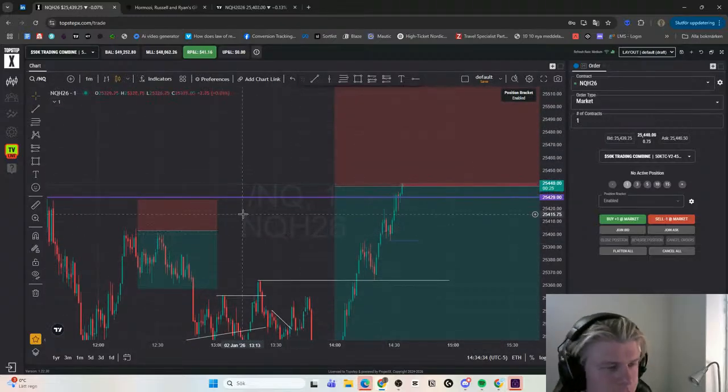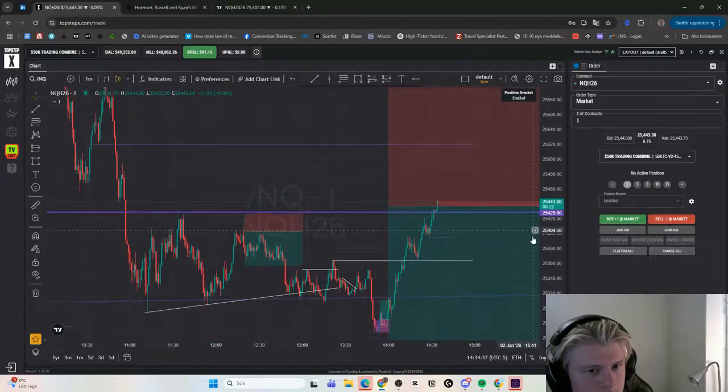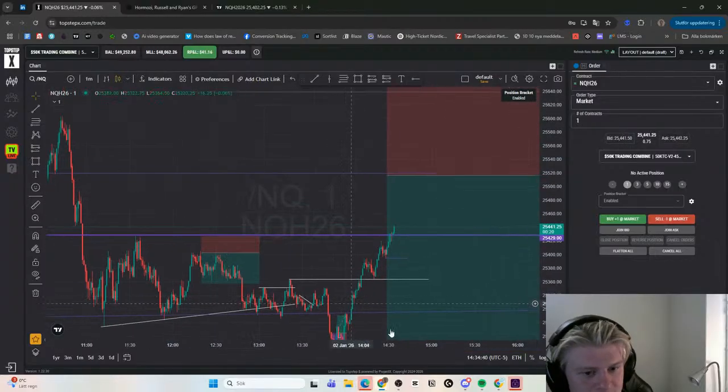Okay. Come on. Setup is likely to form 1550. That's when the run should start.